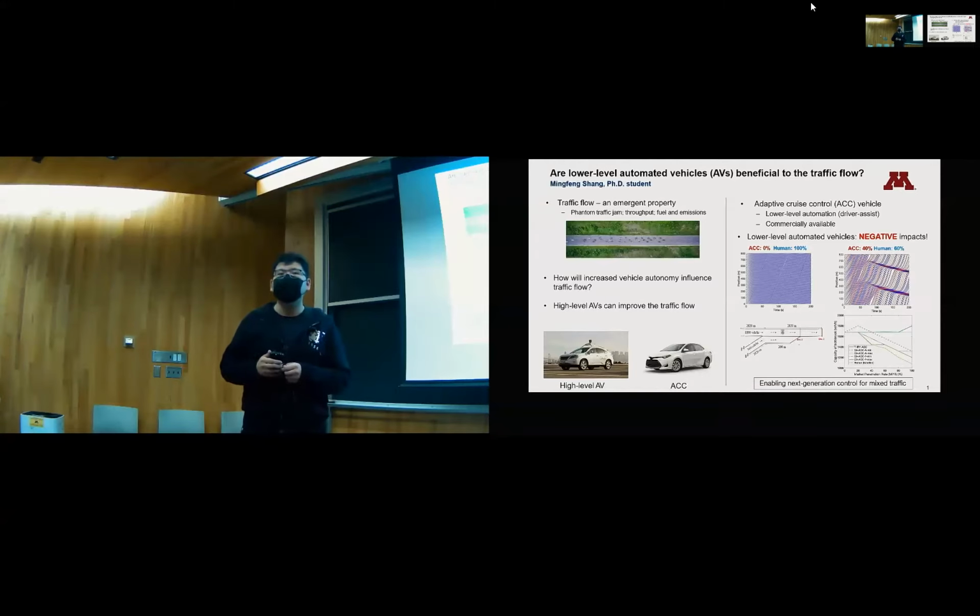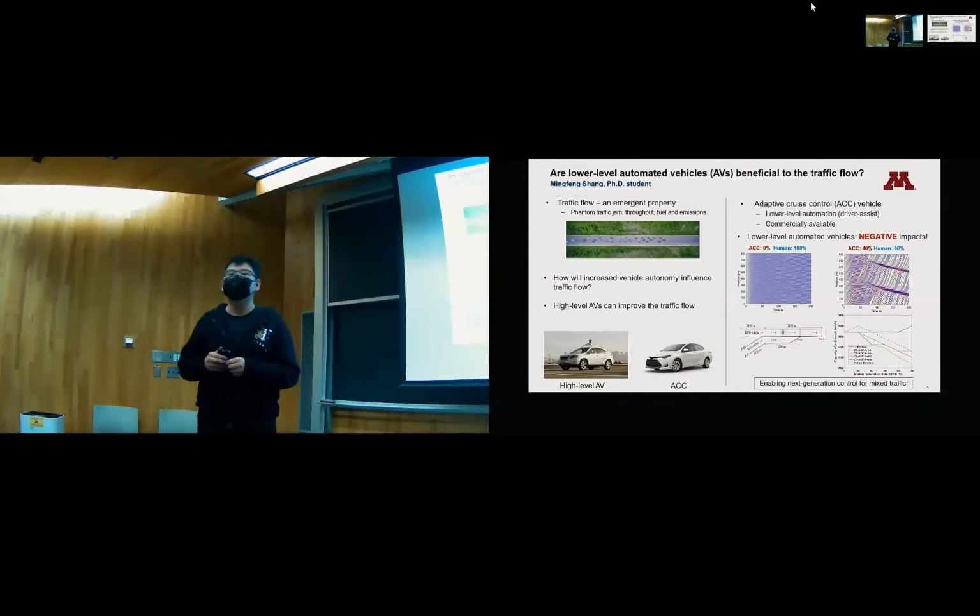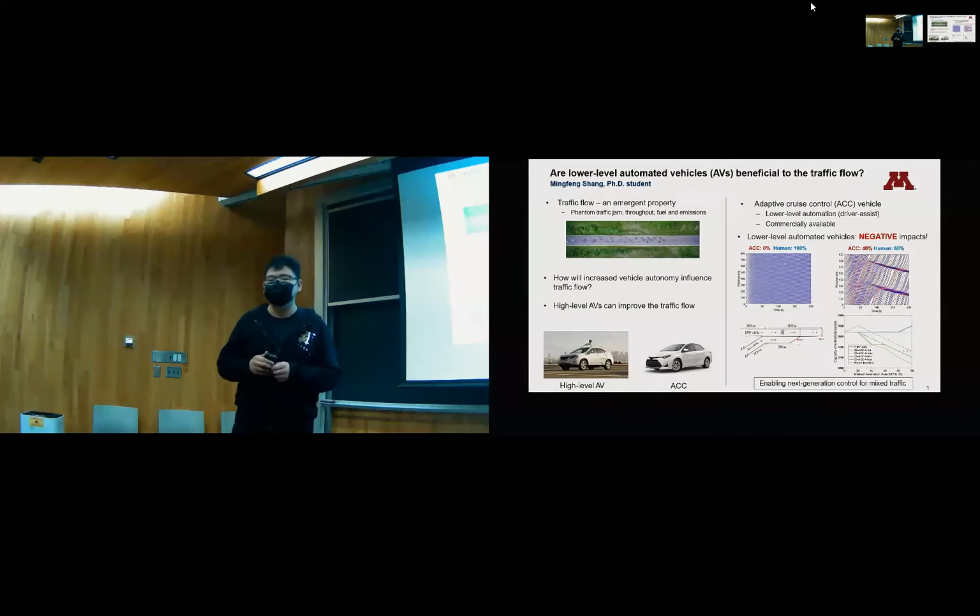We are more interested in automated vehicles nowadays. So we are curious about how automated vehicles will influence the traffic flow or influence the phantom traffic jam. For automated vehicles, we categorize high-level automated vehicles. They are driver-free and controlled by computers. And the other is lower-level automated vehicles, and they are very similar to human-driven vehicles. However, they can follow automatically the preceding vehicle by adapting their speed to keep a safe distance. So we call those lower-level automated vehicles adaptive cruise control, ACC, vehicles. And those ACC vehicles are commercially available on the market right now.